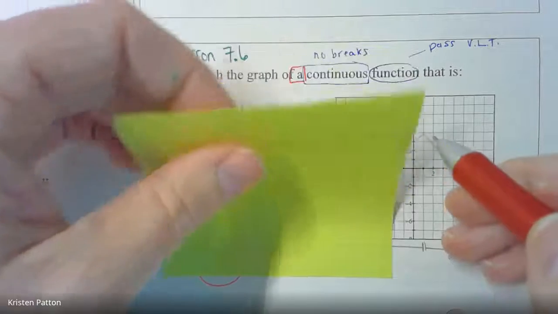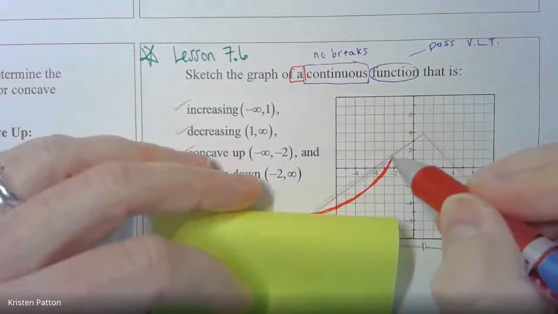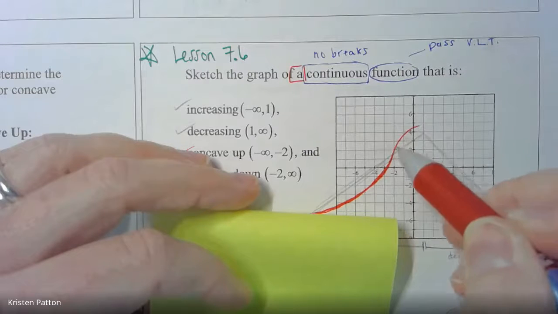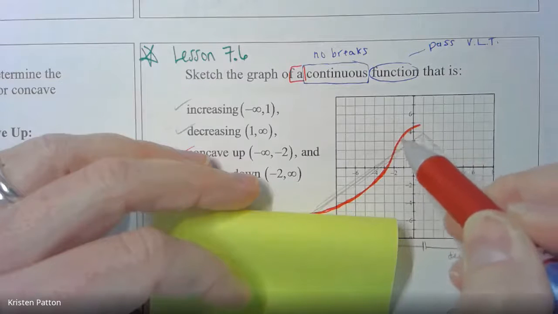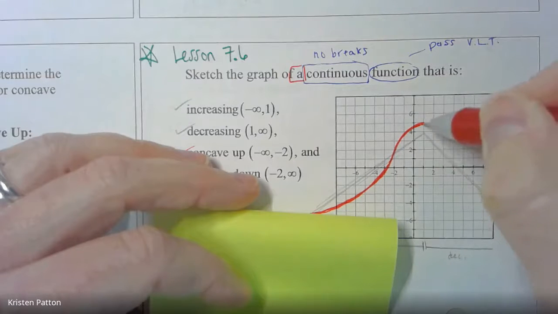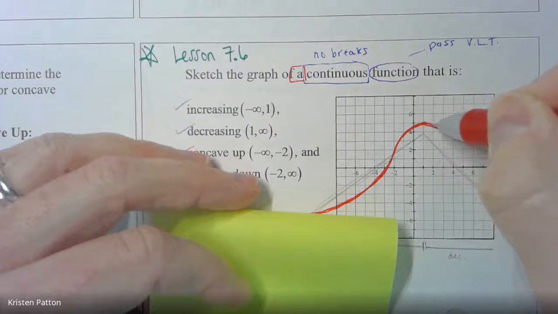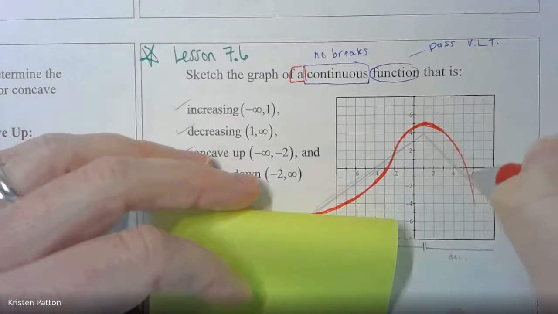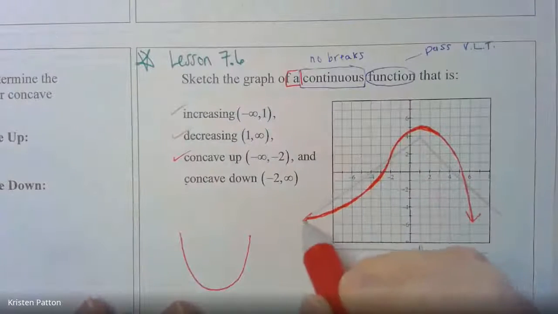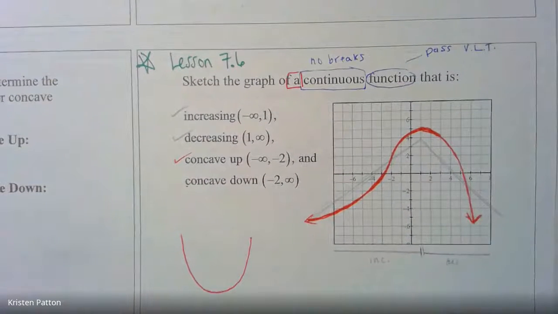So I need to uncover this so I can see where I left off. So I left off here. I want to be increasing but concave down. So I want to increase and be sad until I get to 1. And now I need to change direction. So I'm going to decrease, but I still want to be sad. I still want to be frowning. And I'll put a little arrow up both ends there.